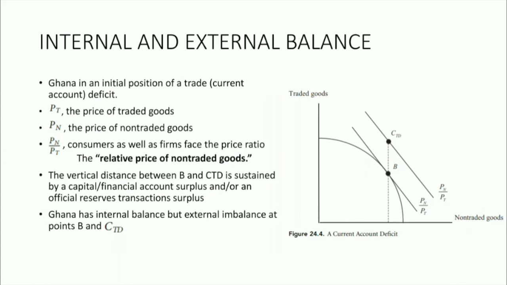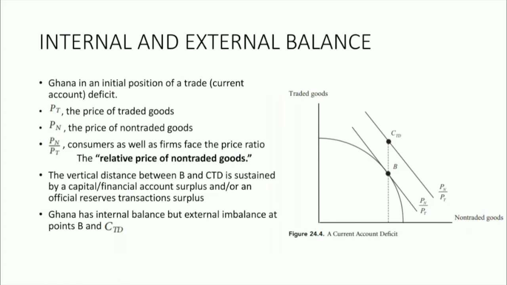To understand some issues behind balance of payments adjustments, we will consider that Ghana is in an initial position of trade deficit or current account deficit. This condition is exactly depicted in the figure. As you can also see, we now have price ratio lines. The first one is PT, the price of traded goods, and then we have PN, the price of non-traded goods. And we have the price ratio line, PN divided by PT, which consumers as well as firms face. You can say this line is the relative price of non-traded goods.